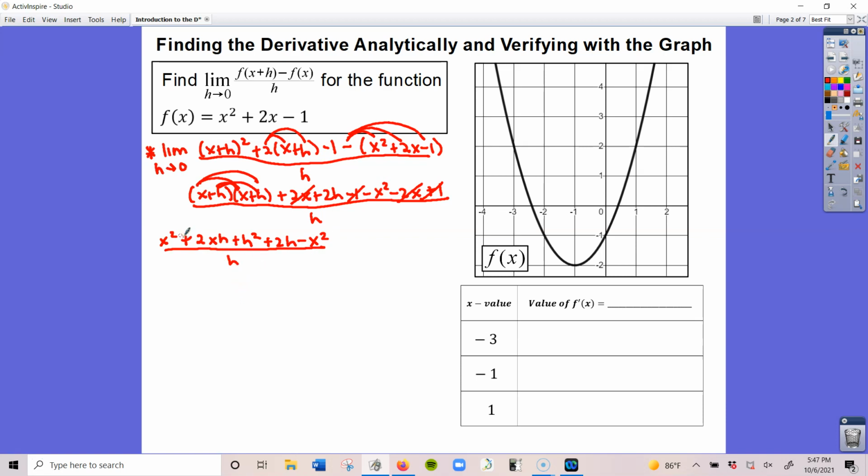We can further combine like terms by this x squared and negative x squared will cancel. And all that's left in the numerator now is the 2xh plus h squared plus 2h, and everything is over h. Now, as you notice, everything in the numerator has an h. So what I want to do is factor out an h.